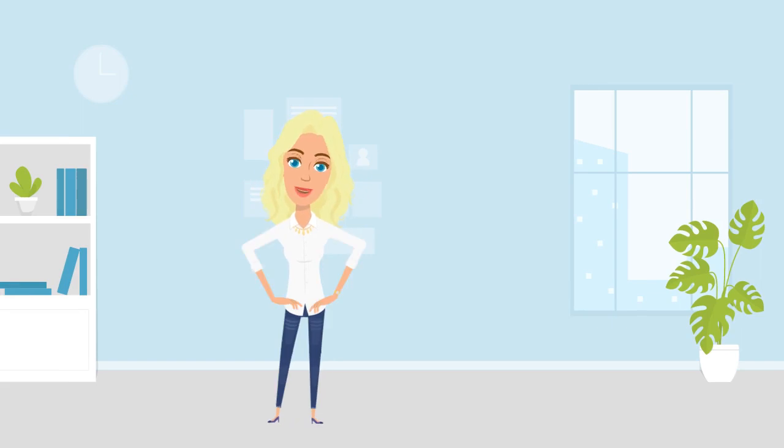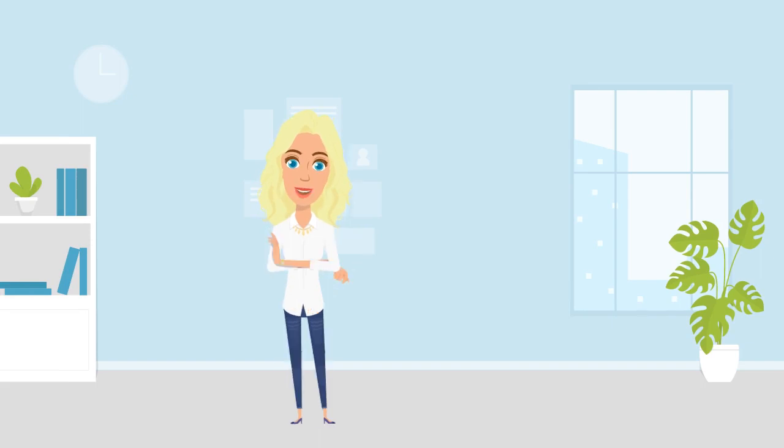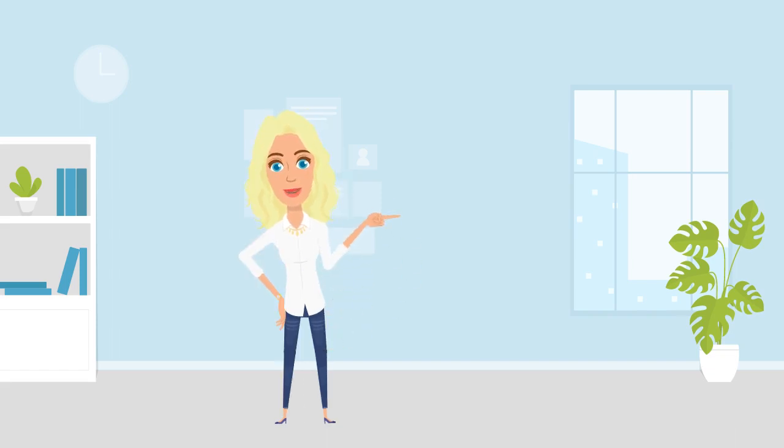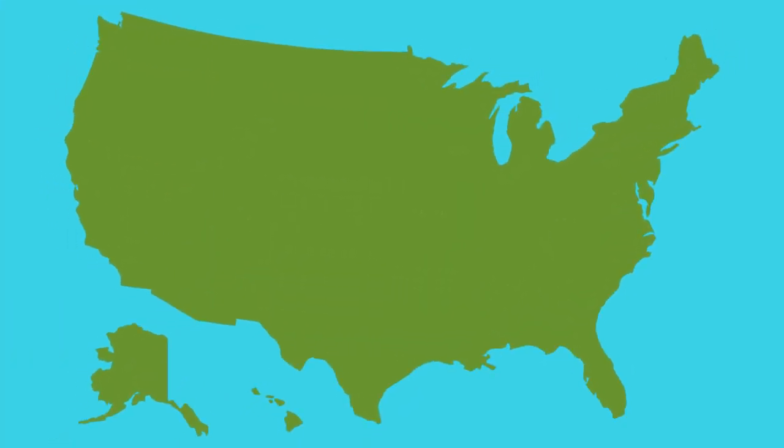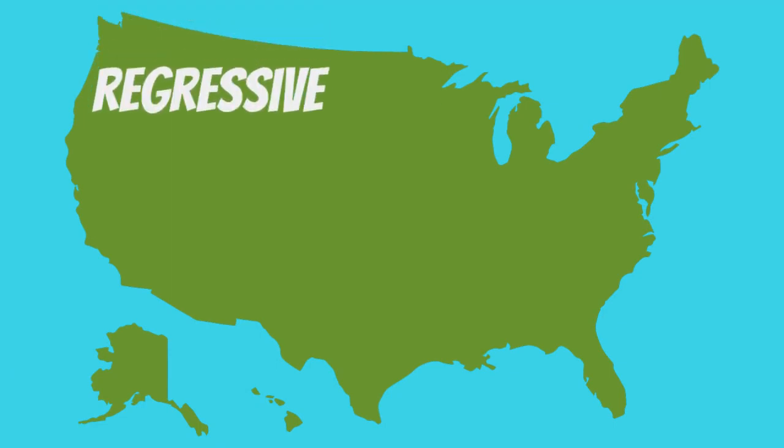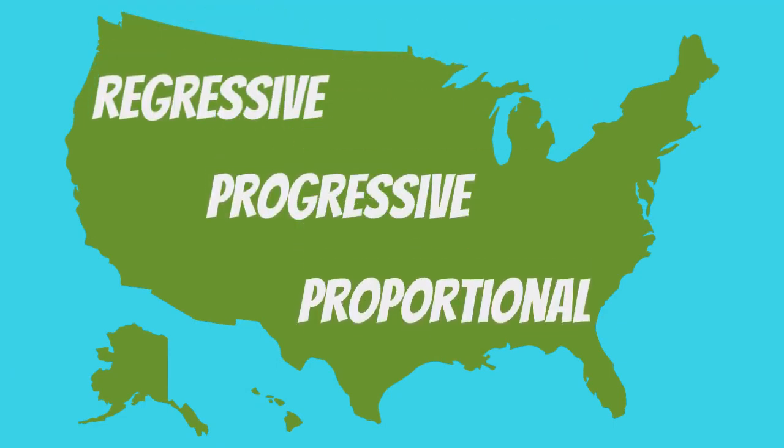Taxes and tax reform are some of the hardest conversations to have. Finding a tax system that pleases everyone is basically impossible. So let's go over the different tax types and who pays the most with each tax. In the US, there are three main tax types: regressive, progressive, and proportional.